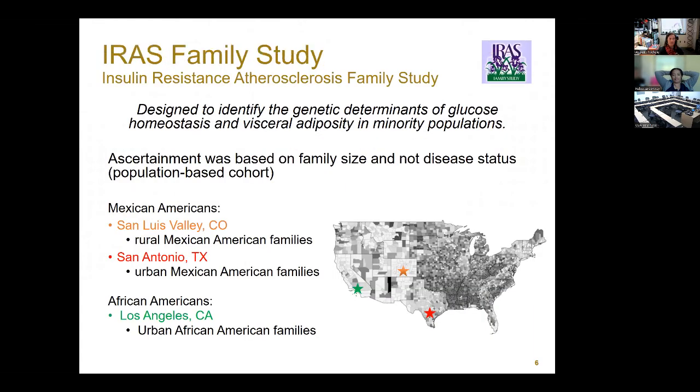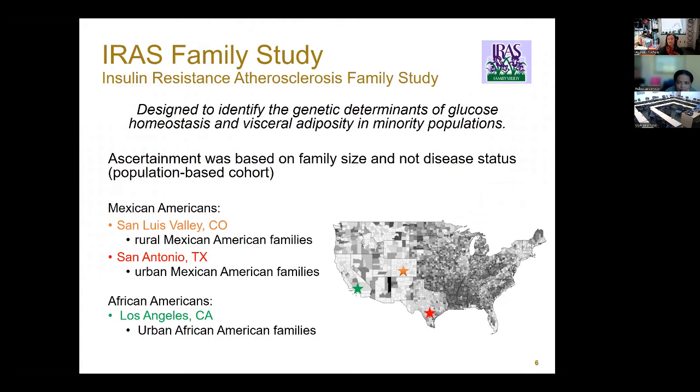And so kind of all of these roll together for us to then form the basis for the Insulin Resistance Atherosclerosis Family Study, or the IRAS Family Study. So in order to understand these underlying risk factors for diabetes, the IRAS Family Study was established in 1999 by the National Heart, Lung, and Blood Institute. And specifically, the IRAS Family Study was designed to identify the genetic determinants of glucose homeostasis and visceral adiposity in minority populations. So ascertainment for this cohort was based on extreme family size. So we wanted really large multi-generational pedigrees and not necessarily on disease status.